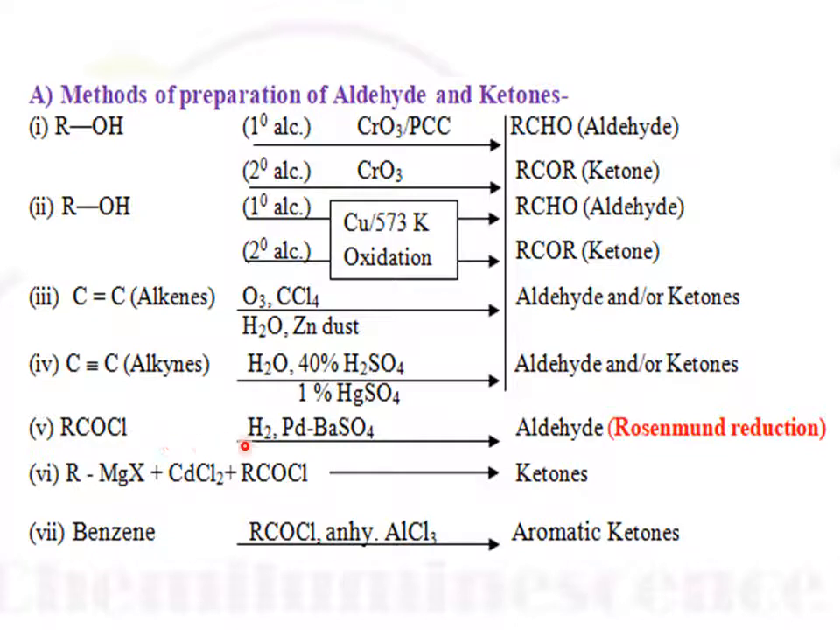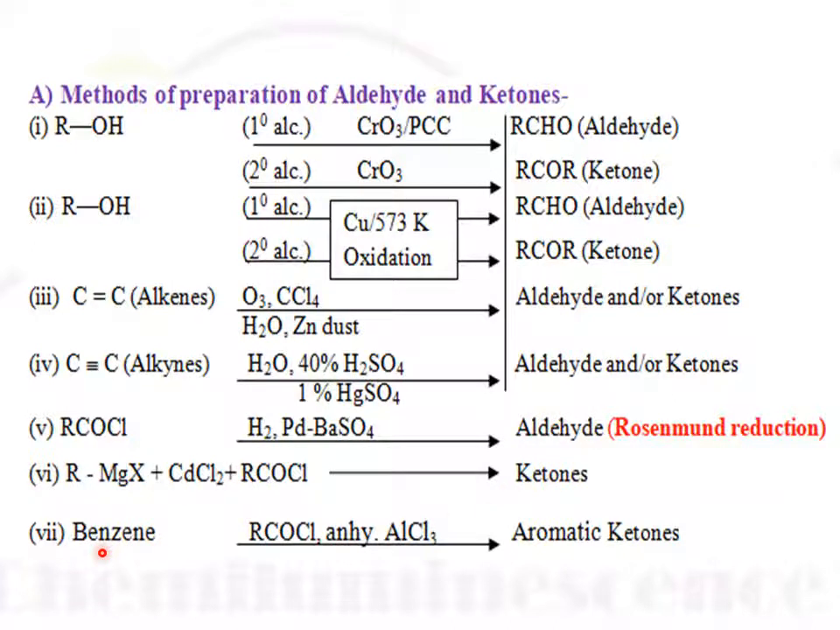Next is from acyl chloride. Acyl chloride on addition of hydrogen with catalyst palladium on barium sulfate gives aldehyde. This is the named reaction called Rosenmund reduction. Similarly, ketone can be prepared from Grignard reagent. Grignard reagent on reaction with cadmium chloride gives dialkyl cadmium, and this dialkyl cadmium on reaction with acyl chloride forms ketone.